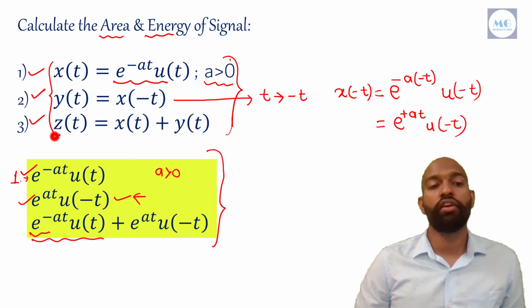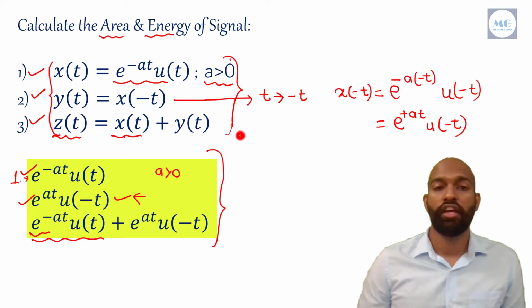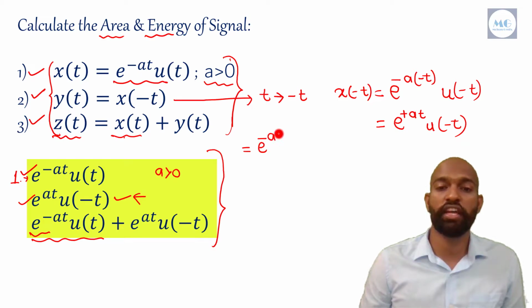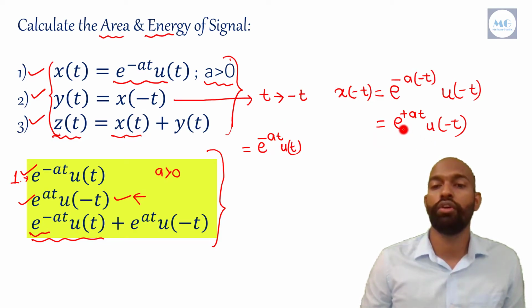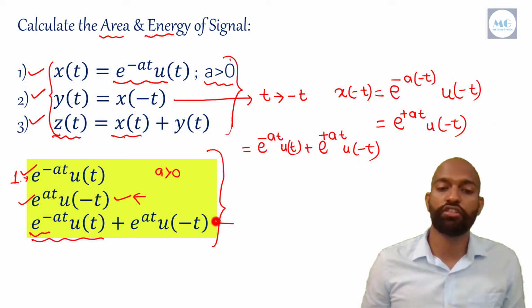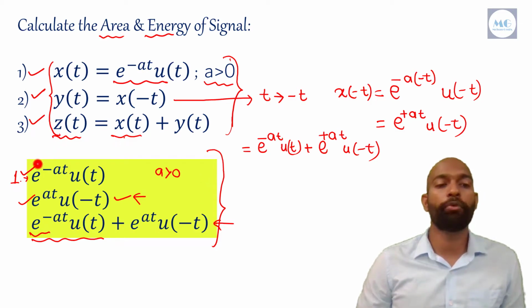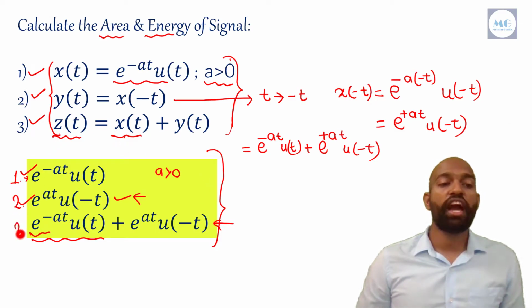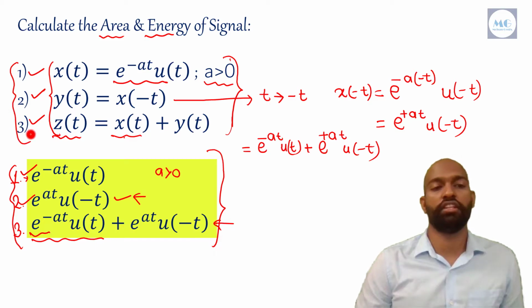The last question shows that z(t) is equal to x(t) plus y(t). x(t) is e to the power minus at u(t), and y(t) is x of minus t, which is equal to e to the power plus at u of minus t, which is the same as this. So ultimately we have to find area and energy of these three signals. So let's find area one by one.